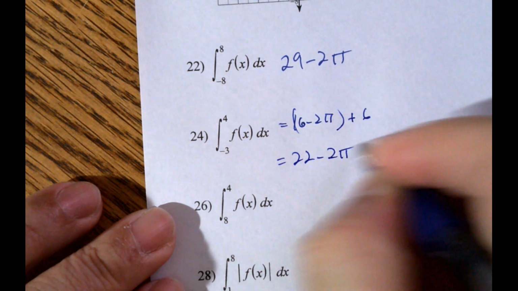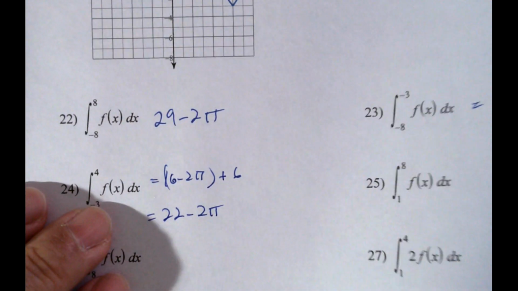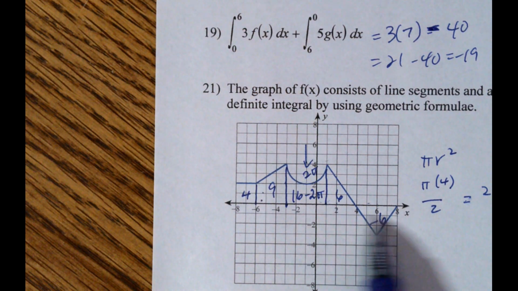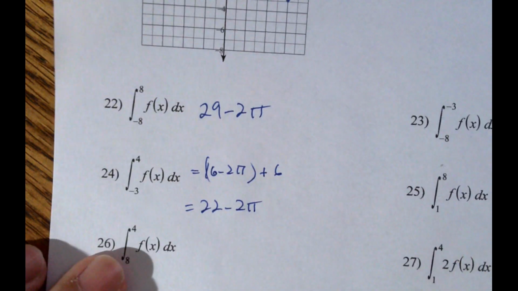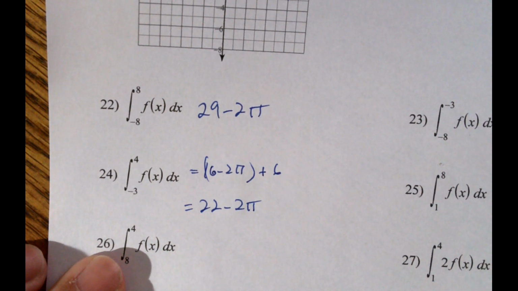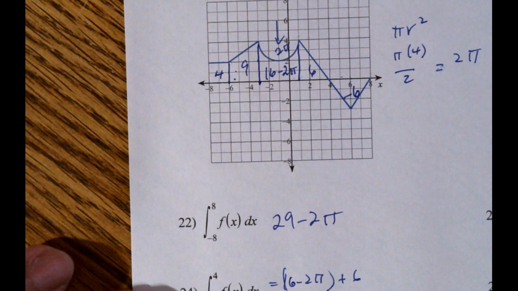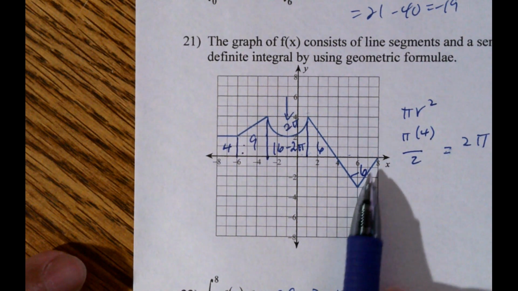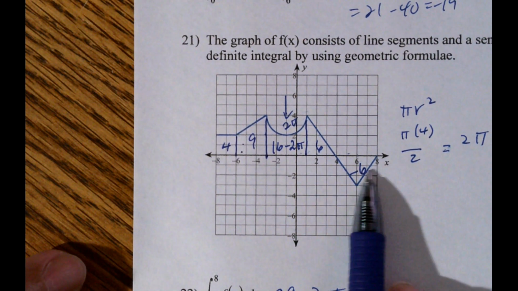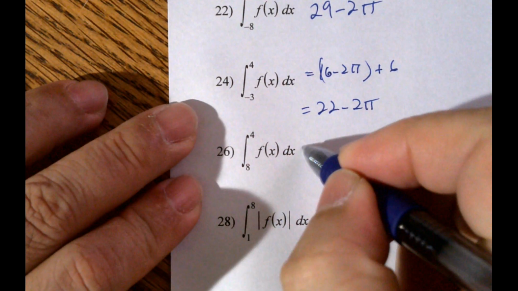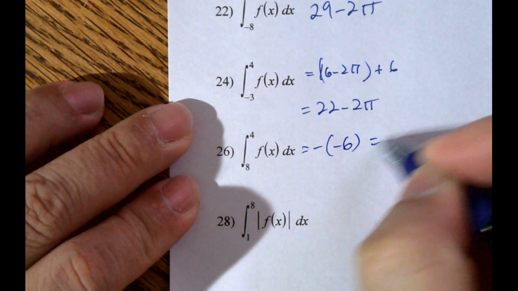All right, and then 25 is from 1 to 8. Here's 1, way over here. So 6 plus negative 6 makes 0. And then 26 is 8 to 4. Here's 8, there's 4, but it's backwards. Since it's backwards, it's the opposite of the negative 6, which makes it positive 6.